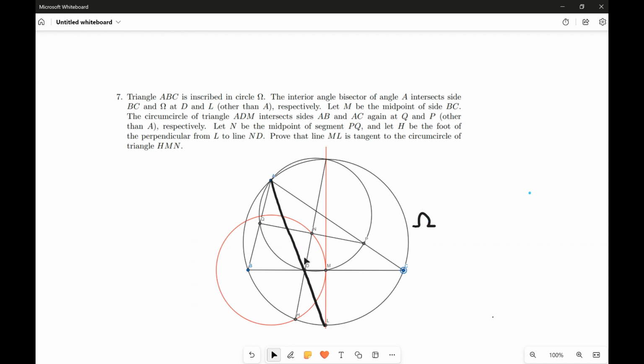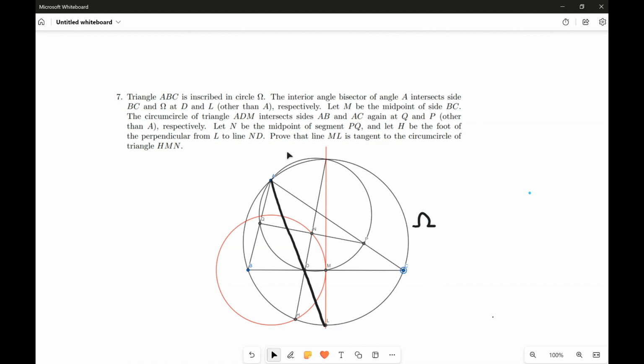And we let N be the midpoint of segment PQ, and H is the foot of the altitude from L to line ND. And we want to prove that ML is tangent to the circumcircle of HMN. So we want to prove that the red things are tangent to each other. So how can we get started on this problem?